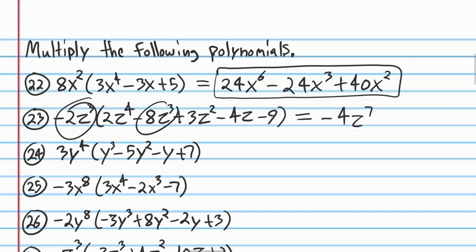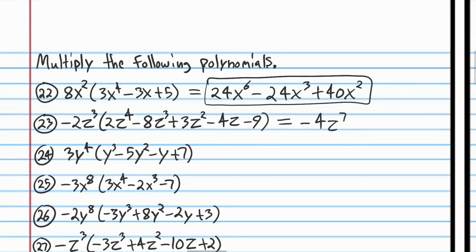Now we're going to multiply these two terms. So negative 2 times negative 8 is positive 16. And z to the third power times z to the third power is z to the sixth power. So now we're done with these two terms. We multiplied this term times this term and this term times this term. So we're done with those first two. And now we're going to multiply by the next term. So negative 2 times 3 is negative 6. And z to the third power times z to the second power is z to the fifth power. So we multiplied by the first term, second term, and third term.